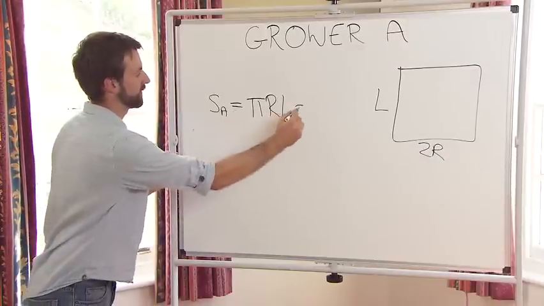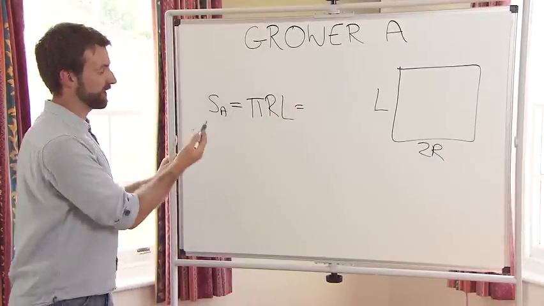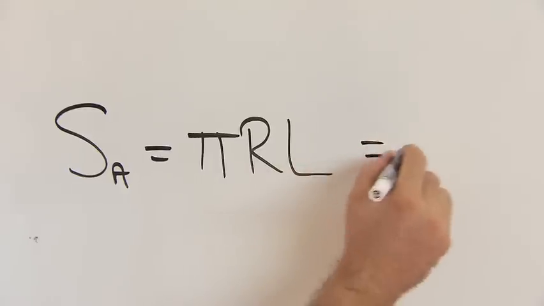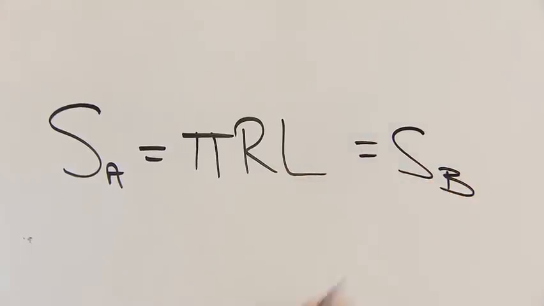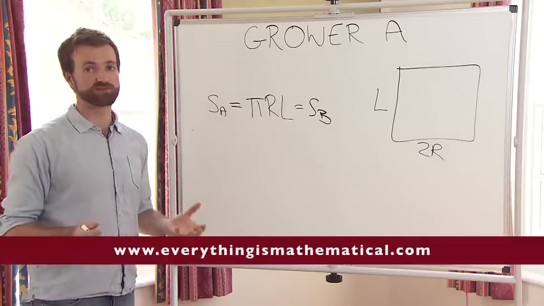Here. So the amount of plastic used by grower A is actually the same as the amount used by grower B. So there's actually no saving to be made at all by using the smaller polytunnels.